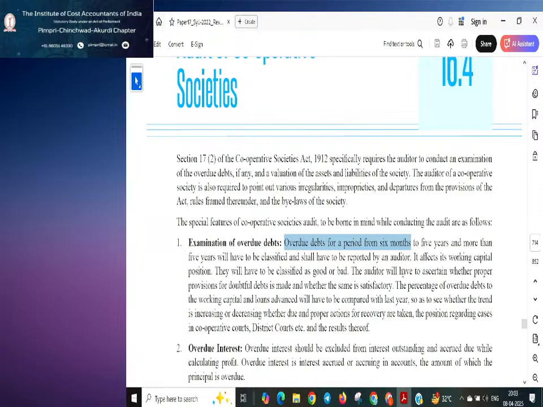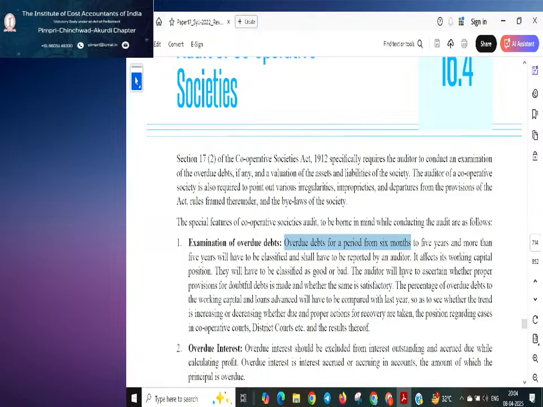It could be in the grant of loans or it could be on the recovery of loans. Both should be taken into consideration. The position regarding cases in cooperative courts, district courts, etc. and the results thereof should also be taken into consideration. So when it comes to overdue debts, while you are going to answer your question, your main heading will be examination of overdue debts. Under that, you are going to list down the points.